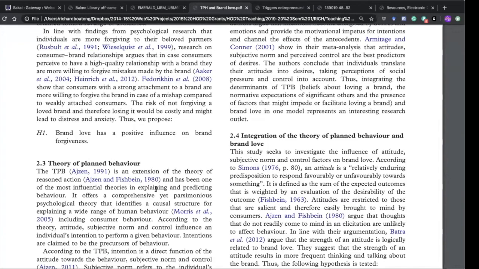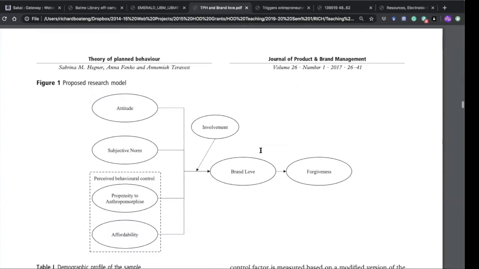Okay, so I don't want to get into that. Now, if you look at it, he explained the theory of planned behavior. Then he stated, how can I integrate the theory of planned behavior to a concept called brand love? This is how you do your legacy. You take the theory and integrate it to brand love. But he began by explaining the concept of brand love and brand forgiveness. Then after integrating it, he developed some hypotheses. It's not my paper, but I'm just using it here.